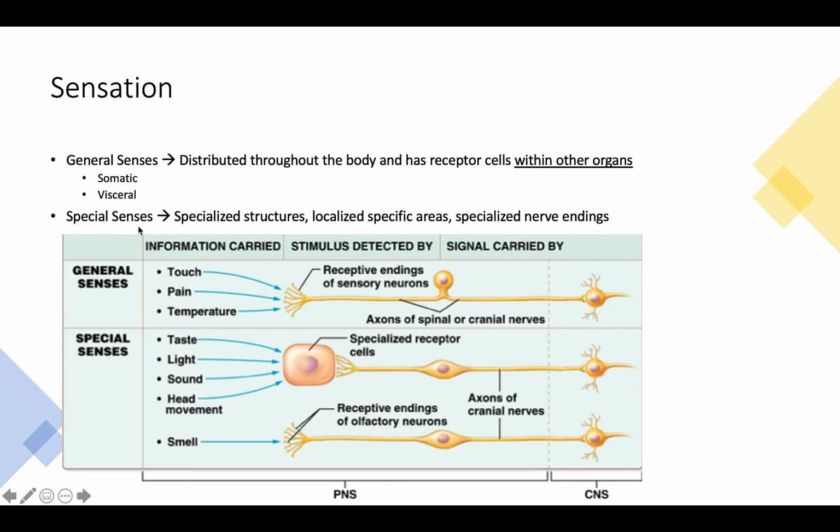Whereas our special senses are specialized structures that are localized to specific regions or areas, and they have specialized nerve endings. And so we'll see that when we get to taste, light, sound, equilibrium, and smell. They have their special receptor cells that either receive chemical or light or sound input, and they're specialized to those inputs, and then they send their signals on through sensory receptors.